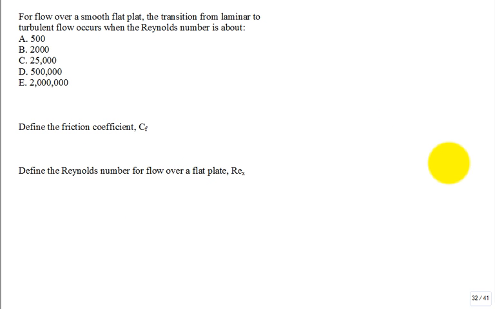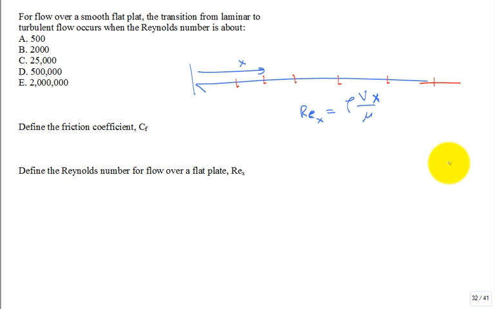For turbulent flow over a smooth flat plate, transition can occur between laminar and turbulent flow when the Reynolds number is about, and this is one of these quirky things. So we define the Reynolds number at a distance x from the leading edge. So it's rho v x over mu. What again is this x? It's not a diameter. It's the distance from the leading edge. Well, isn't the Reynolds number going to increase as I go further down? Yep. That's why they chose x.